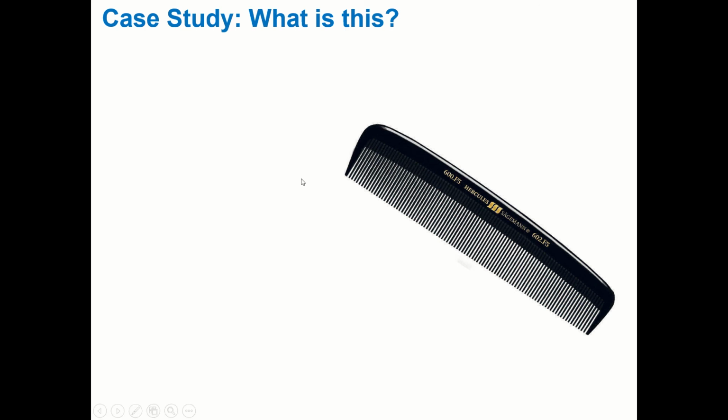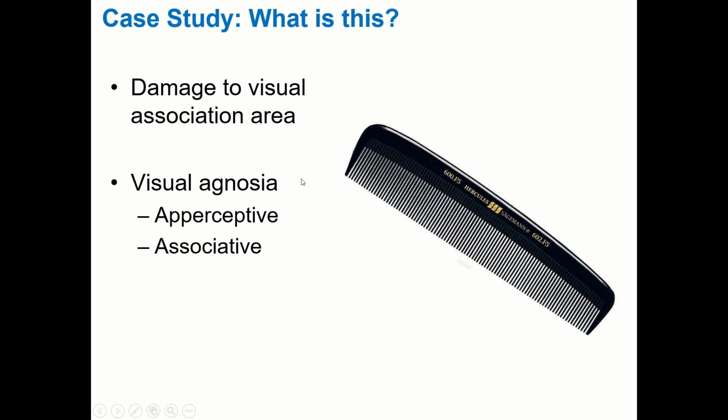So if my slide will advance. There we go. So again, he has damage to his visual association area. There's two types of that. And I wouldn't ask you about this, but the first type is apperceptive. In the case of apperceptive visual agnosia, the person never achieves a conscious understanding of what the object is, which is what this person has. So he can look at it, he can see it, but he just can't tell you what it is.